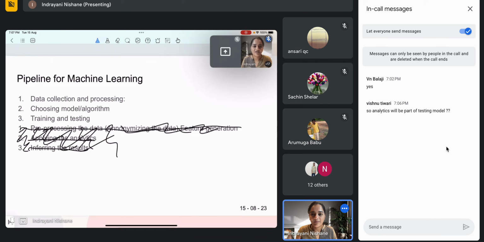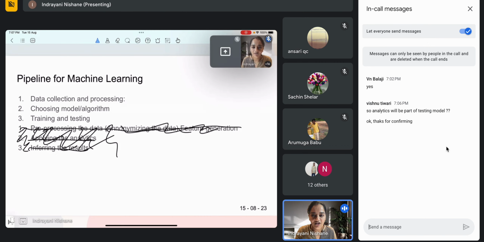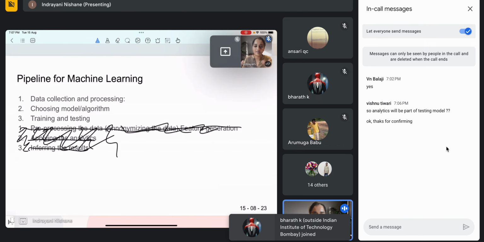It is just that machine learning has these three important steps. We will collect the data, we'll do the pre-processing, we will use the machine learning algorithms and models, and we will validate our machine learning model by training it and by testing it. Okay, sorry for the confusion again.